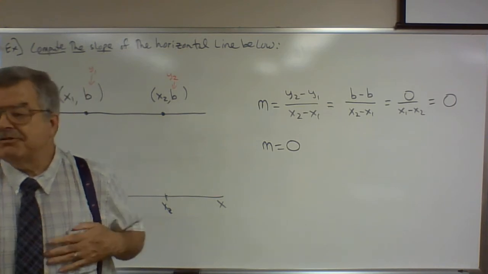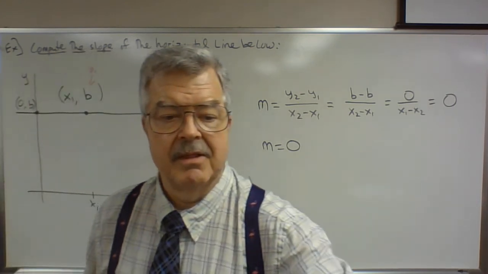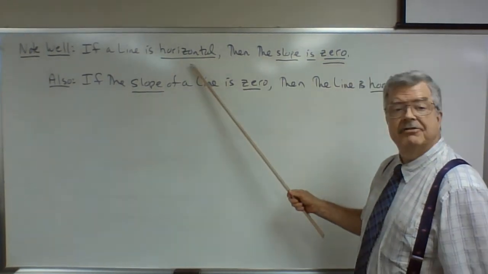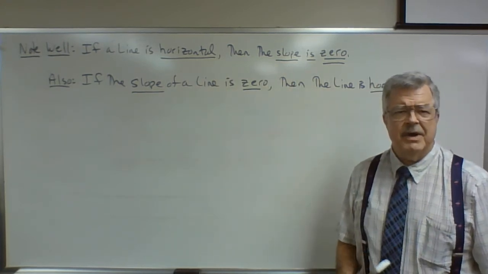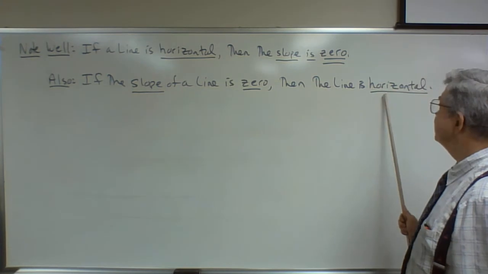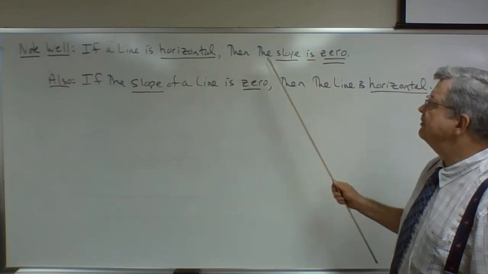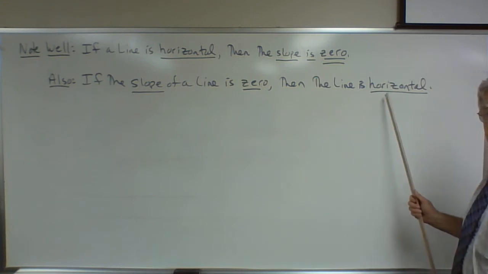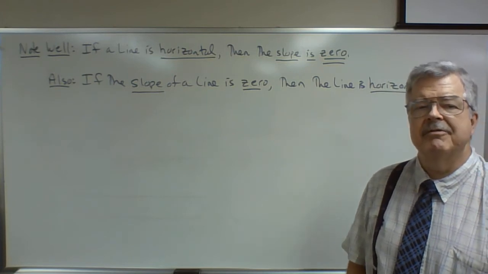Now, let's just emphasize what it is that we just found out. Here's what we just figured out. If a line is horizontal, then the slope is 0. Does it work the other way around? If the slope of a line is 0, is the line horizontal? Absolutely. It's a two-way street. If the line is horizontal, the slope is 0. If the slope is 0, then the line is horizontal. This is our first special case as far as the slope of a line goes.